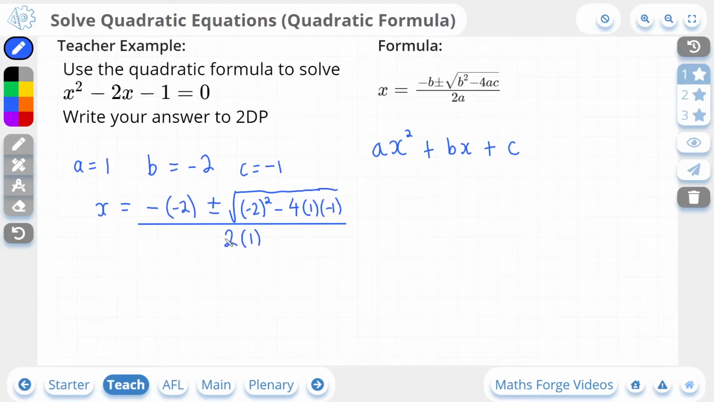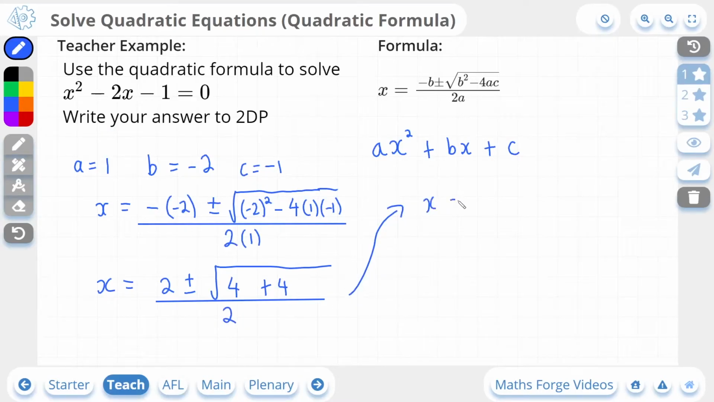So what do we do from here? Well, we simplify. So we have x is equal to minus a negative 2, which gives us a positive 2. And then it's plus or minus the square root of negative 2 squared is negative 2 times negative 2, which gives us 4. And then we're going to have minus 4 times 1, which is negative 4, times negative 1 is positive 4. And this is all over 2 times 1, which is just 2. And then we can go ahead and simplify this further to give us x is equal to 2 plus or minus the square root of 8, all divided by 2.